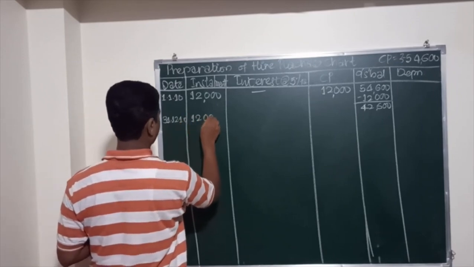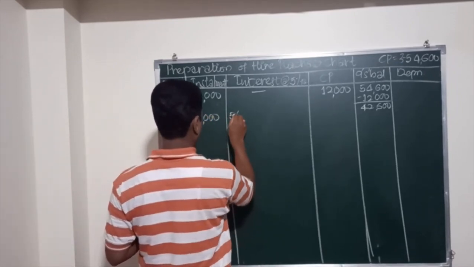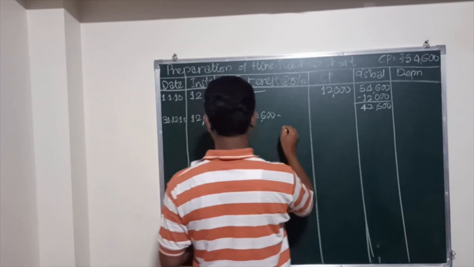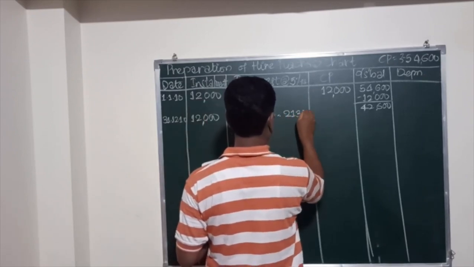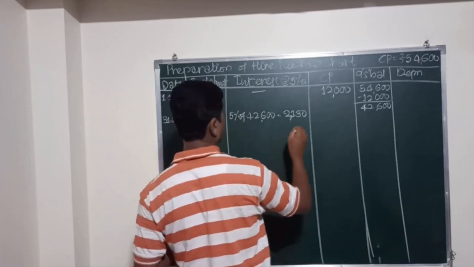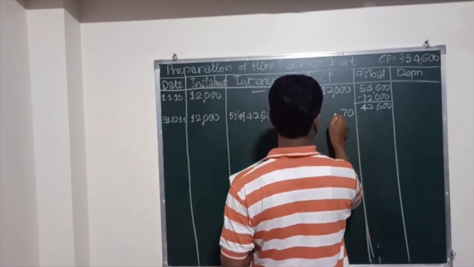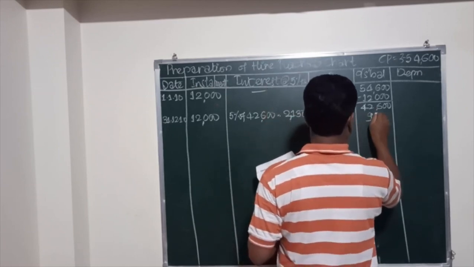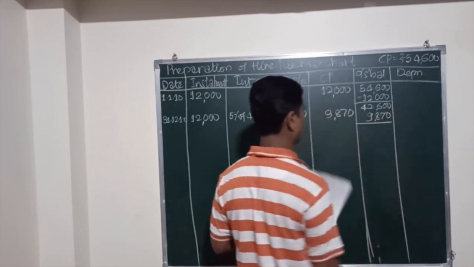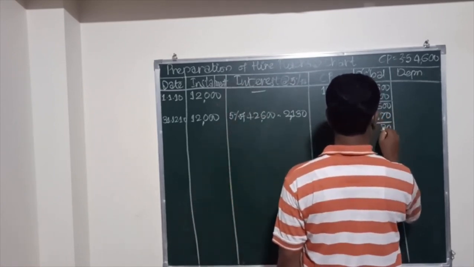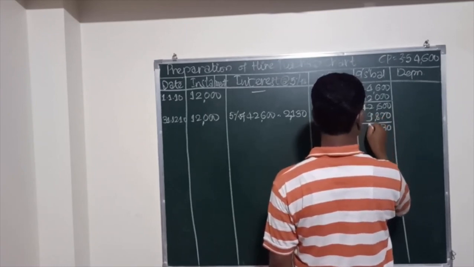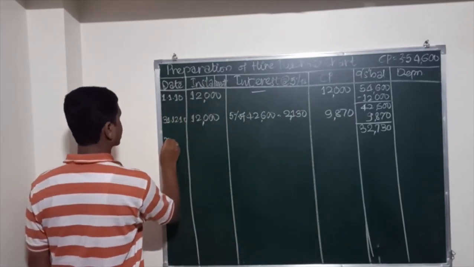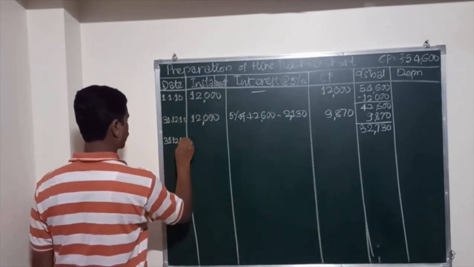So the first installment becomes due on 31st December 2010. So 12,000. So 5% of 42,600 comes to 2,130. So when we subtract this, you will get 9,870. So we should deduct this from the outstanding balance. So the result here is 32,730.